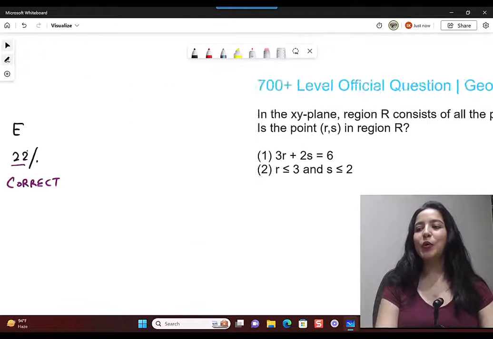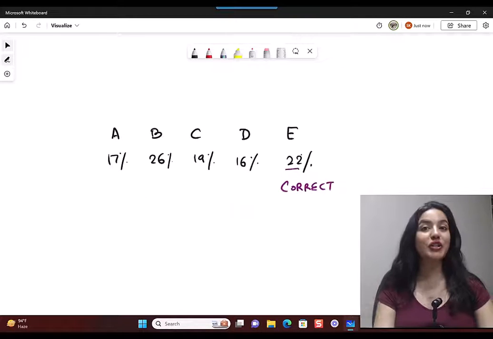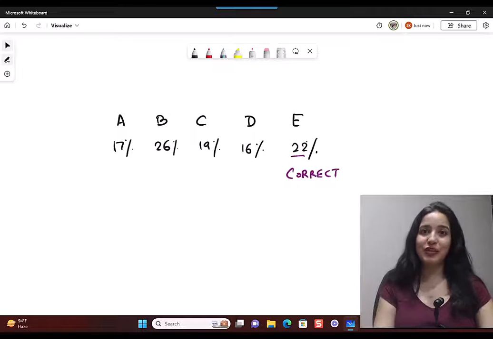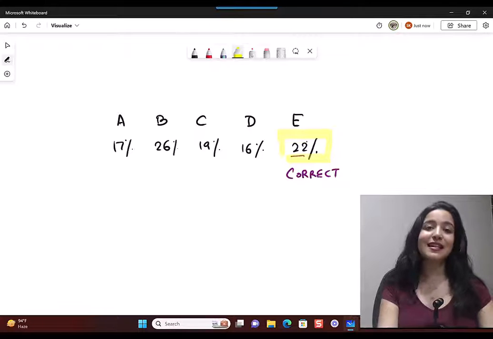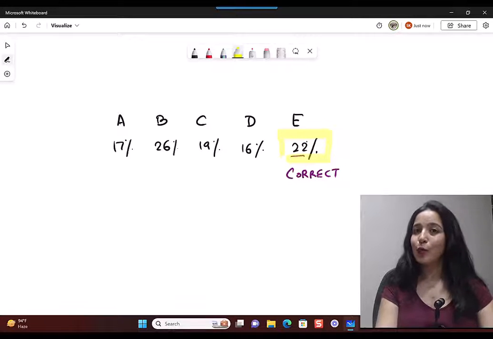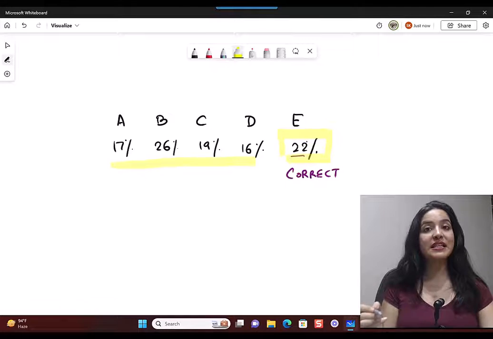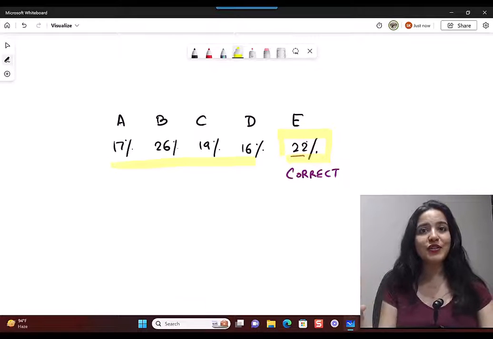I'll actually show you what percentage of people mark each choice to show how much confusion there is. As you can see here, E is the correct answer and only 22% of test takers get this correct. This is a super low accuracy. And not just that, look at all of the other choices. There is a good percentage of votes that went to each of these choices.